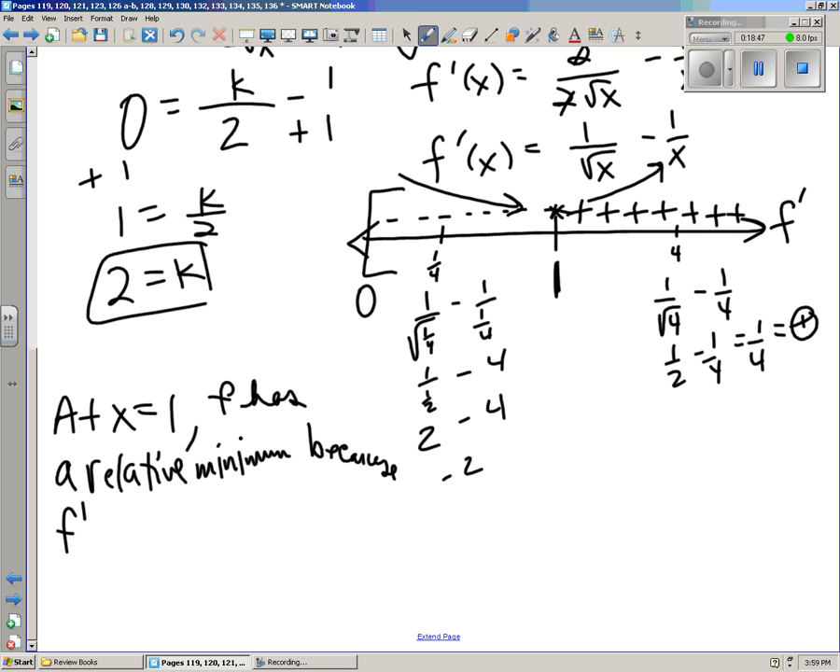Because f prime changes from negative to positive.